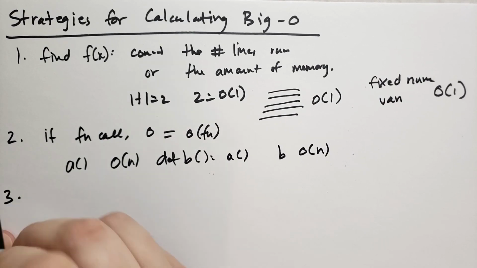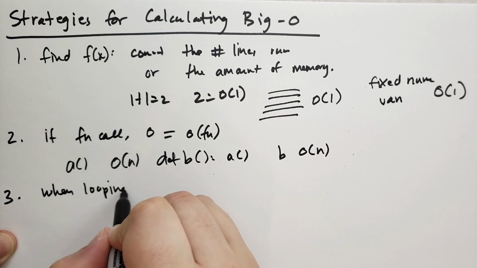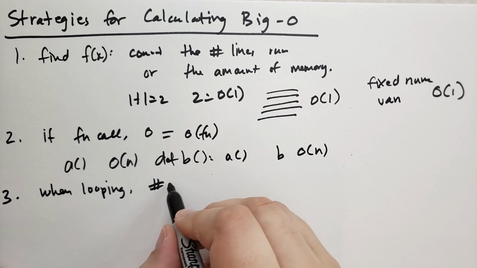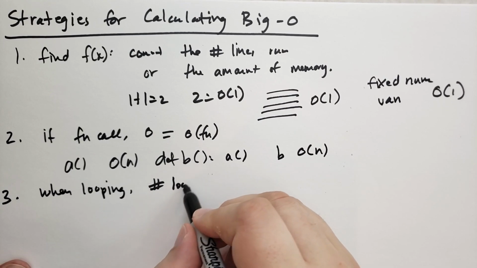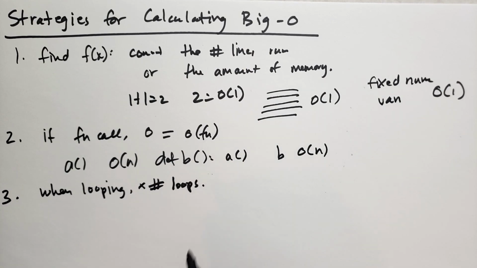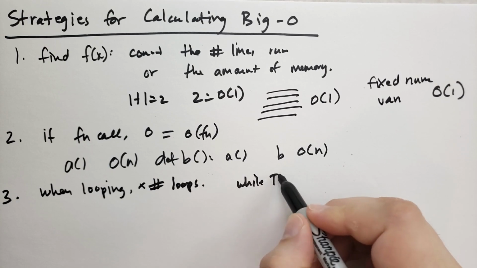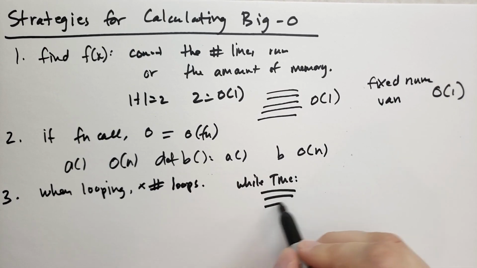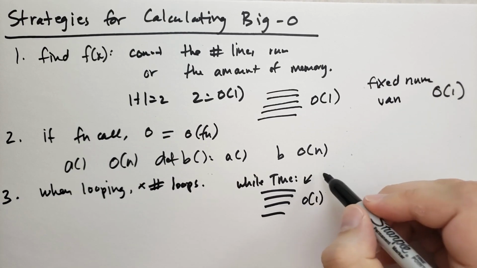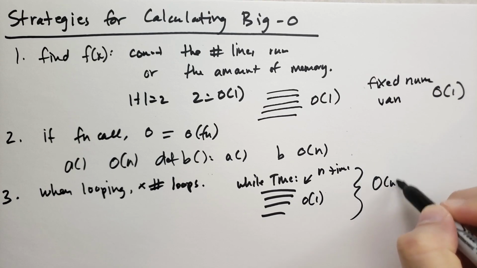The third thing to keep in mind is that when looping, it's going to be the number of loops. So you multiply by the number of loops. Like, let's say I had a loop here. So I had while True, and then I do some lines of code, and this code in here is only order 1, right? But if I'm doing this n times, then all together this is going to be O of n.